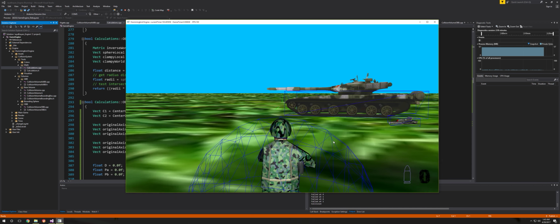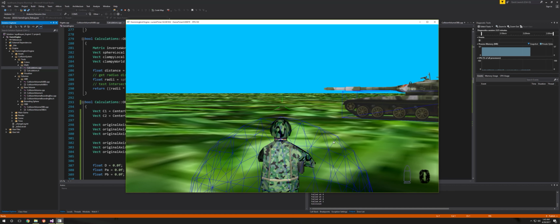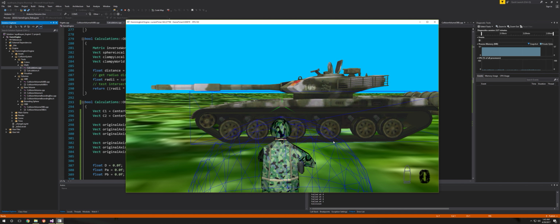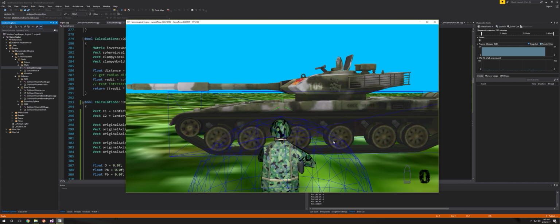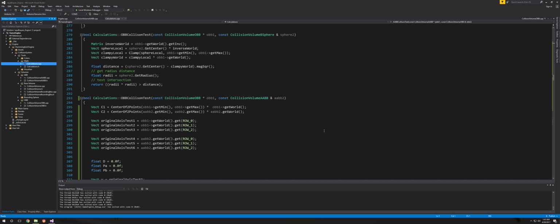But when I exit, I now have a B sphere. Now when my B sphere collides with my OBB, that would be the last test. So there's the collision, and I enter the tank once again. I will exit out and just briefly go into the code.